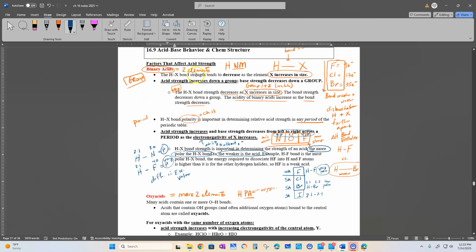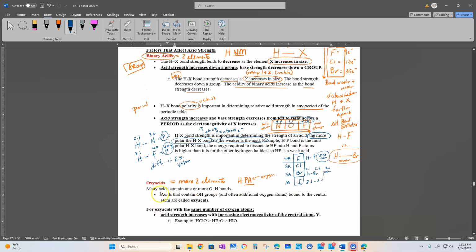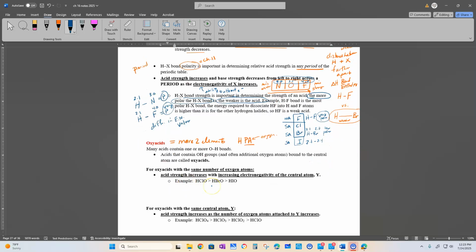Binary is a little bit harder to explain than oxyacid. Oxyacid is the easier one. You're going to like this because it has to do with the oxygens. I always get the question, what if it has more hydrogens than the other? No, that has nothing to do with it. It's the oxygen. Many acids contain O and H groups. Acids that contain these OH groups are called oxyacids, obviously because they have oxygens in the acid. There are two trends.